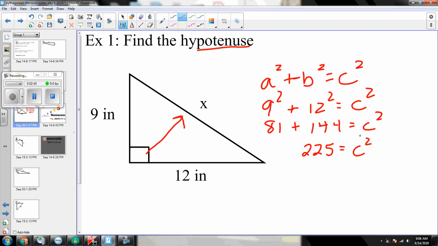Remember, when we solve equations, we always do the opposite. So the opposite of squaring, taking something to the second power, is taking the square root. So my last step here to find c is to take the square root of c squared. So the square root of 225 is 15. My label would be inches. So this side of the right triangle is 15 inches long. The hypotenuse would be 15 inches.